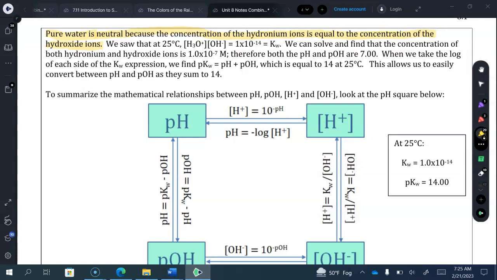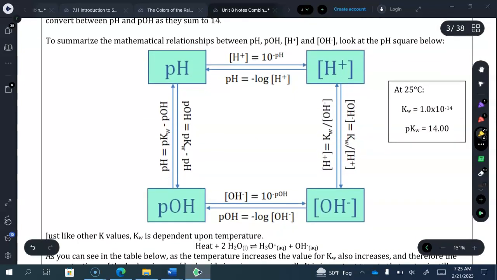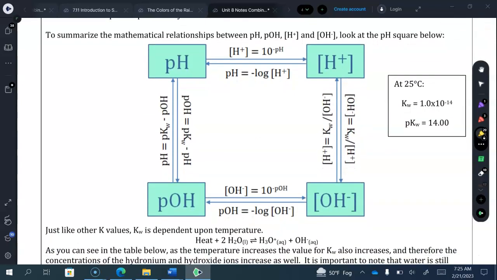To summarize the mathematical relationships between pH, pOH, hydrogen ion concentration, and hydroxide ion concentration, there's this equation square below to help you start learning how to solve these.